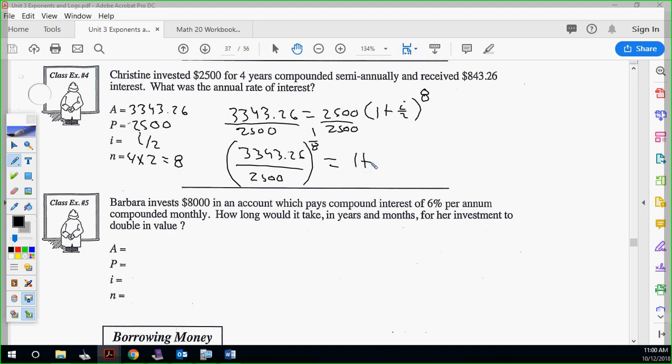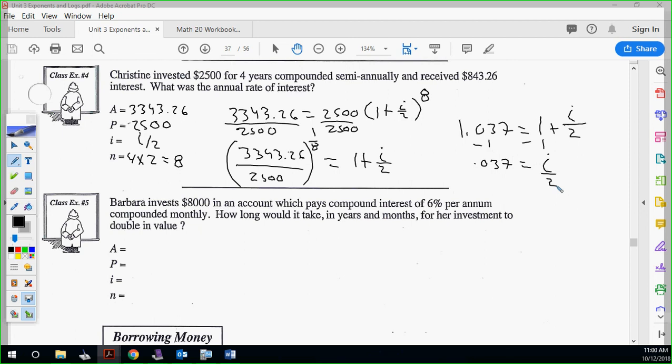And then you have 1 plus I over 2. And so then that value you're going to get when you do this in your calculator, that value right here, this is going to be 1.037. So you get 1.037 equals 1 plus I over 2. And so now what do we do? Subtract the 1, and you can kind of start seeing things. You get 0.037 equals I over 2.